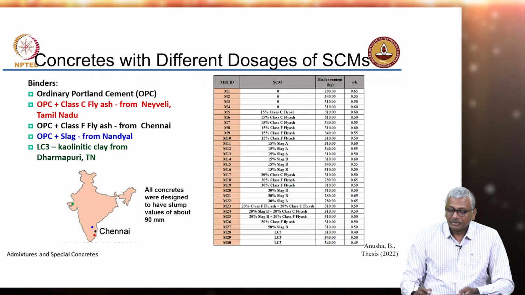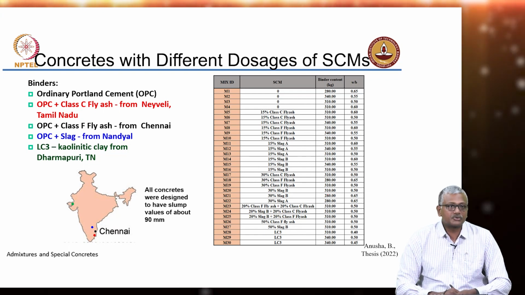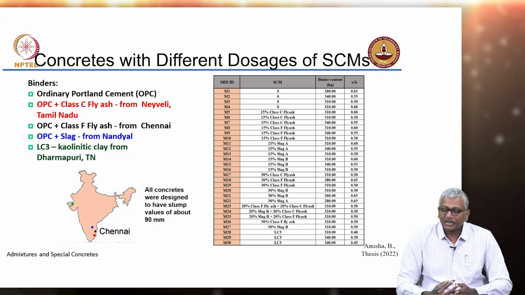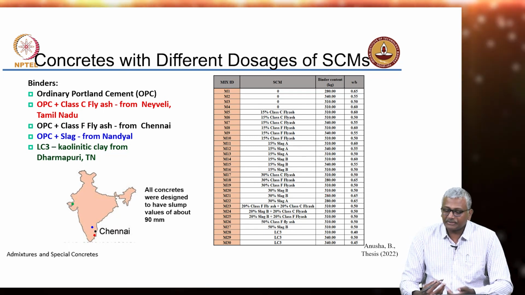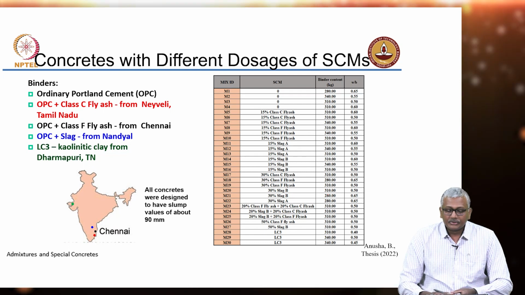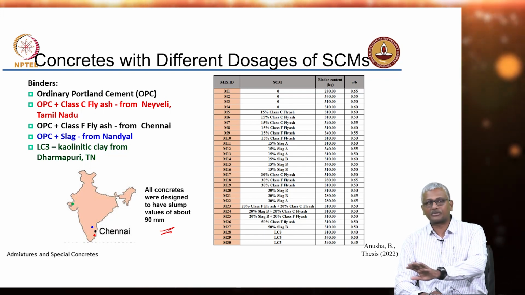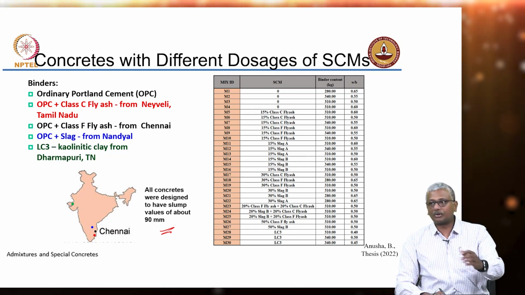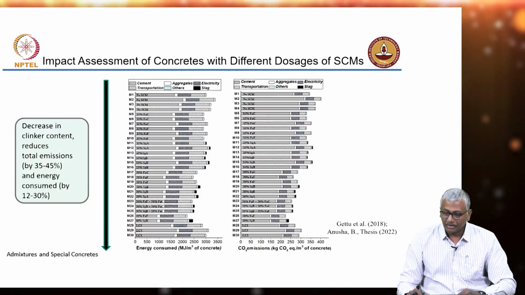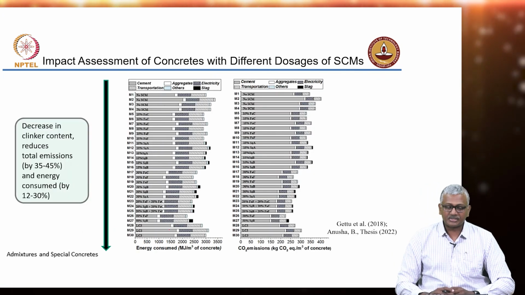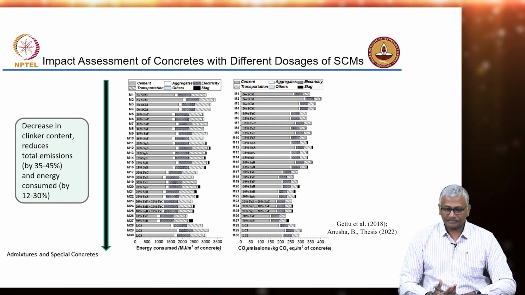Okay. So, now what we did was we had a large database of concretes with different dosages of supplementary cementing materials. We had class C fly ash, class F fly ash, 2 different types of slags, we had LC3 and so on and so forth. So, all of these concretes were designed to have a slump of about 90 millimeters. So, workability was kept constant. So, we had to obviously alter the mix with use of superplasticizer to achieve that workability. Okay. Now, for all of these mixtures, we did an impact analysis in terms of CO2 and energy, right.